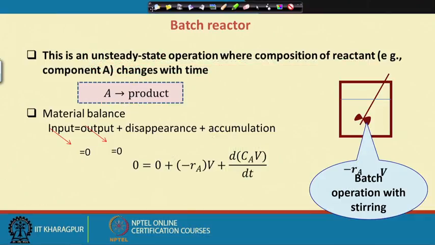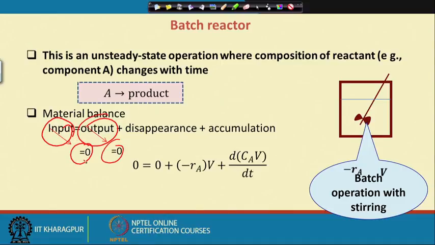Now, if you put this in the previous formula, how can we write the input? I told you in the batch system, we take the material at a time and allow it to react. After the reaction is over, you take it out. So the input and output should be equal to 0, am I right? There is no continuous input or continuous output from the process.